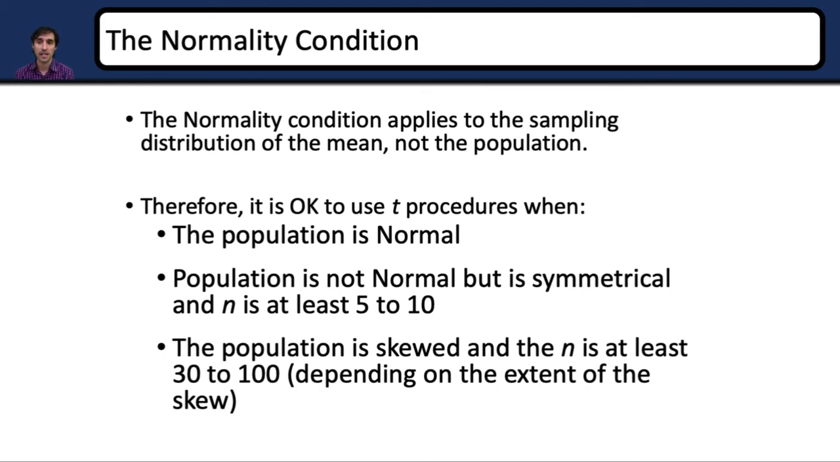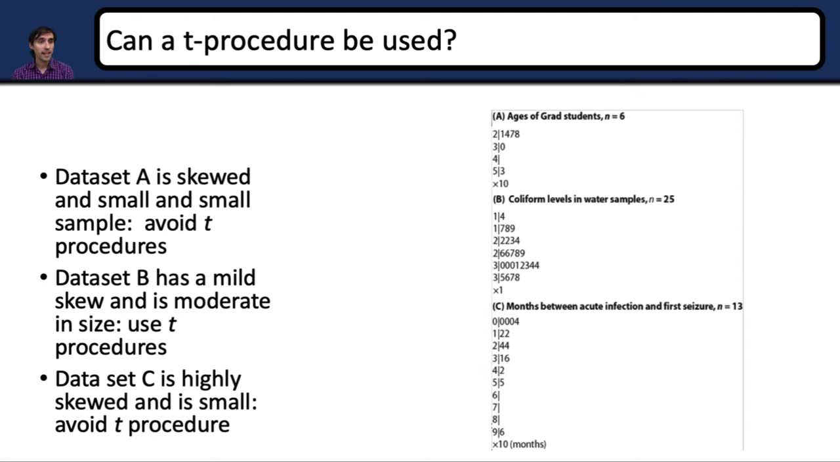Having a higher n is going to be nice. So can a t procedure be used? Data set A is skewed, as you can see here. I don't necessarily know. It has more than 5, so that's all right. But I don't really think it should, and neither does this PowerPoint say that you should use a t-test for this. Notice that you have a lot of values in the 20s, and then you have this random one way out here in the 50s.